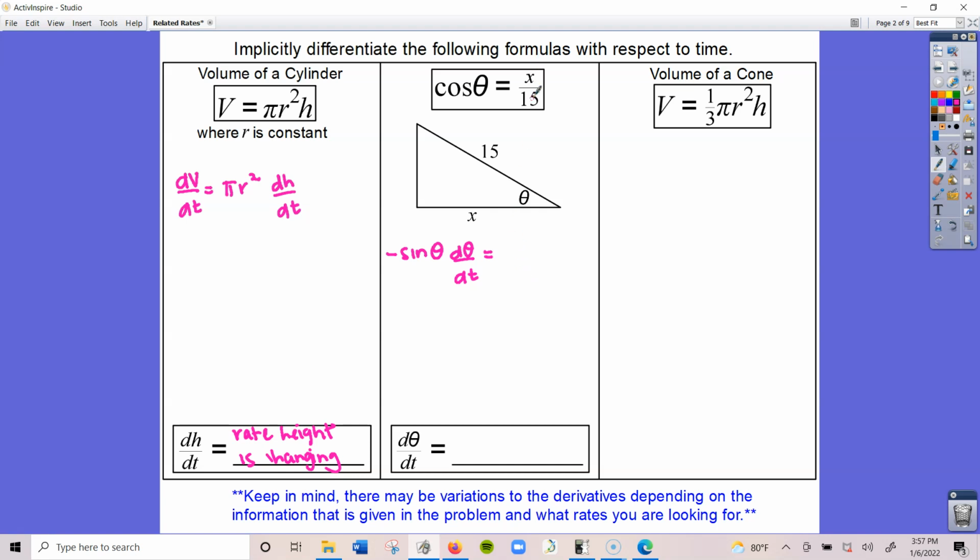equals, now x over 15 is the same thing as saying 1 over 15 times x. So the derivative of this would be 1 over 15 times the derivative of x, which is dx/dt. dx/dt is the rate at which this side is changing, much like da/dt and db/dt from the previous slide. And d theta/dt is the rate at which the angle theta is changing.